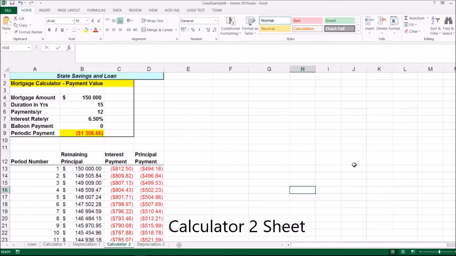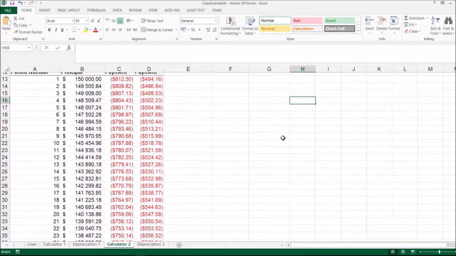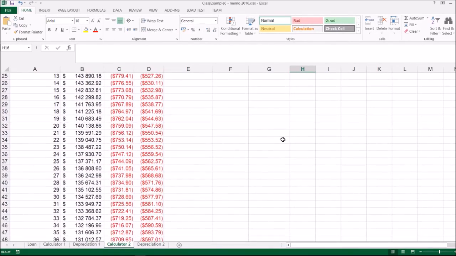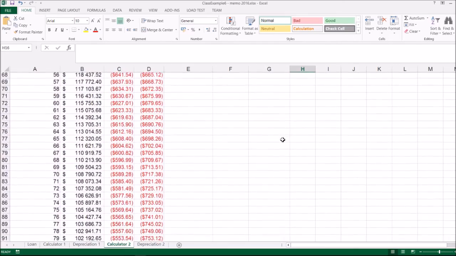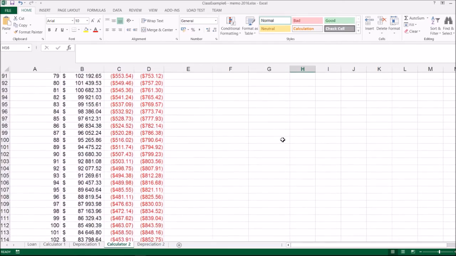Now there are 2 more sheets in our class exercise 6 workbook. So go and do the exercises and then look at the answers to see if you're correct. Use the calculator 1 and depreciation 1 sheets that we already did as examples and check whether you're correct. Good luck and thank you.